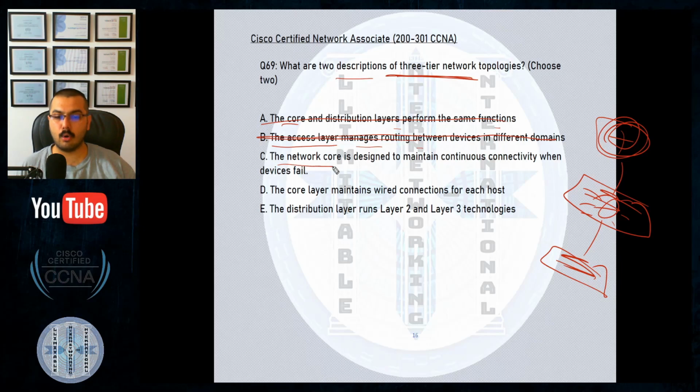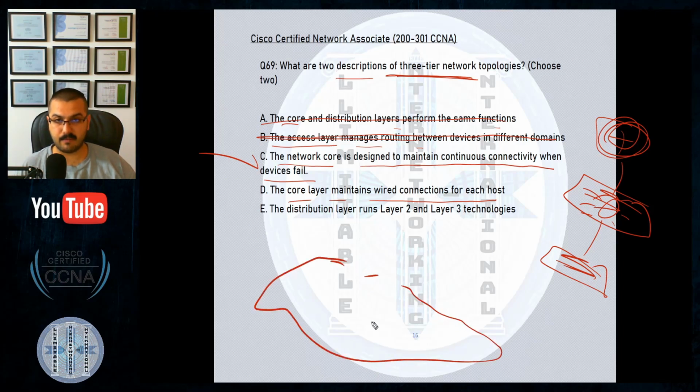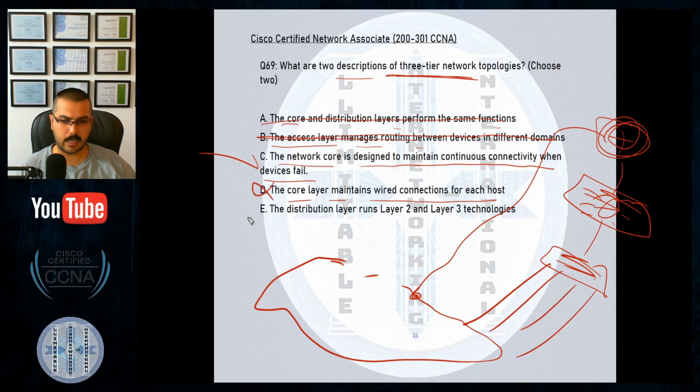The network core is designed to maintain continuous connectivity when devices fail. Definitely you will find a ton of redundancy in the network core. The core maintains a wired connection for each host. A host means end devices in your network, IP phones, cameras. So the core will be connected by wire to those? No, it will be very far. The access layer will be doing that. So that will be incorrect.